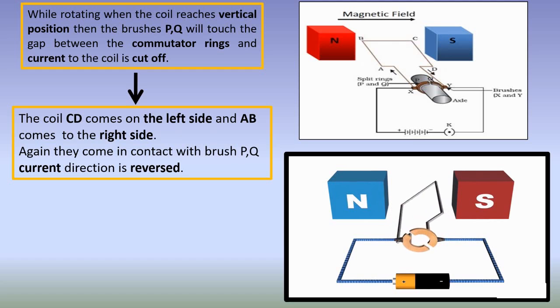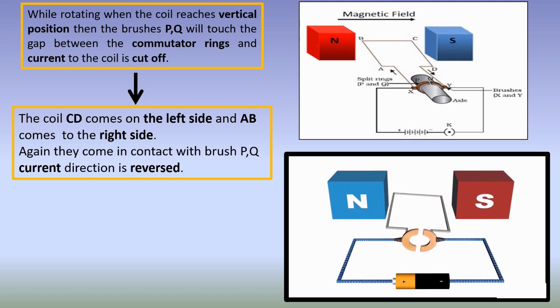Like initially the brush X was in contact with split ring P and the brush Y was in contact with split ring Q, as we can see in this picture. But now after the half rotation is over, the brush X will come in contact with split ring Q and the brush Y will come in contact with split ring P. So during this time the direction of the current will be reversed.